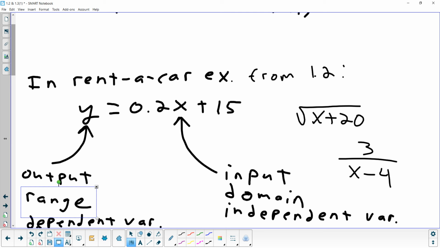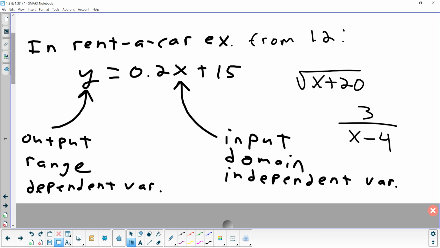So the range is the answer that you get from what you plug into the formula. And then another name for x, it's also called the independent variable, and y is your dependent variable. Okay, it's all different names for the same thing.